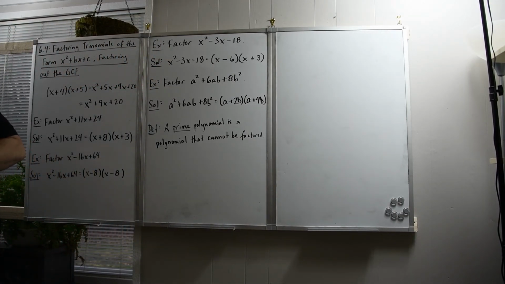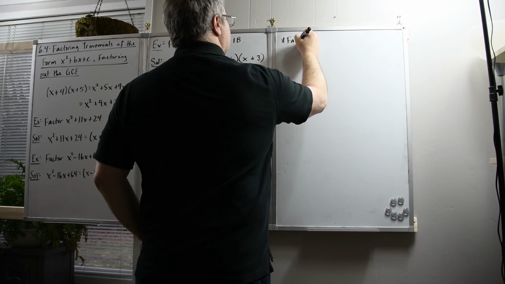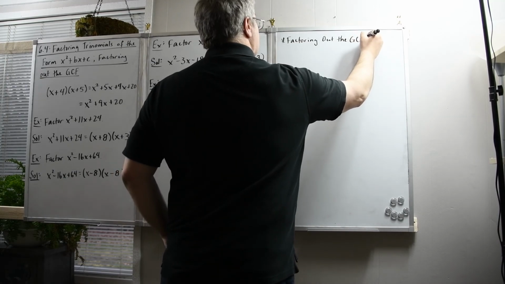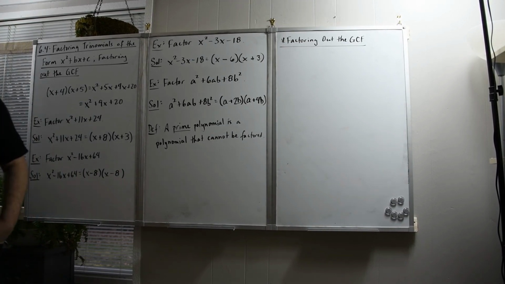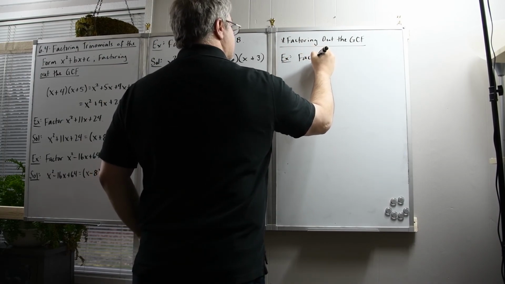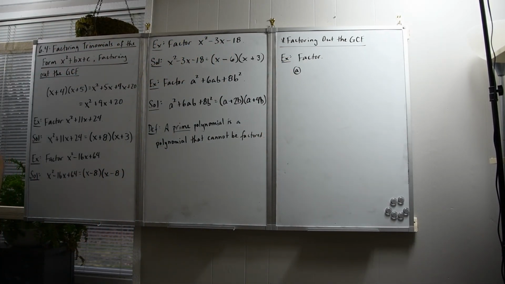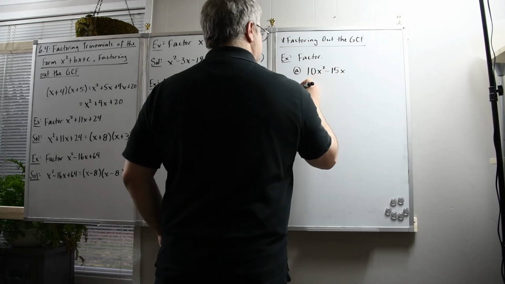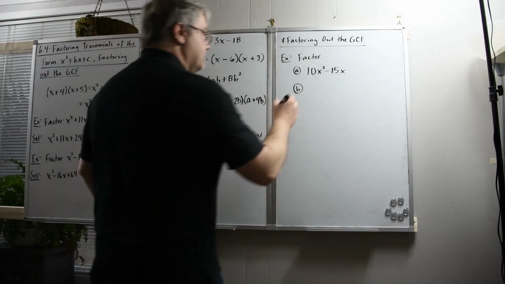Alright. So now let's take a look at factoring out the greatest common factor, or factoring out the GCF. And so in this example, we'll actually take a look at two different exercises. Let's take a look at 10x squared minus 15x. And then in part B, we'll take a look at 8x cubed plus 20x squared.